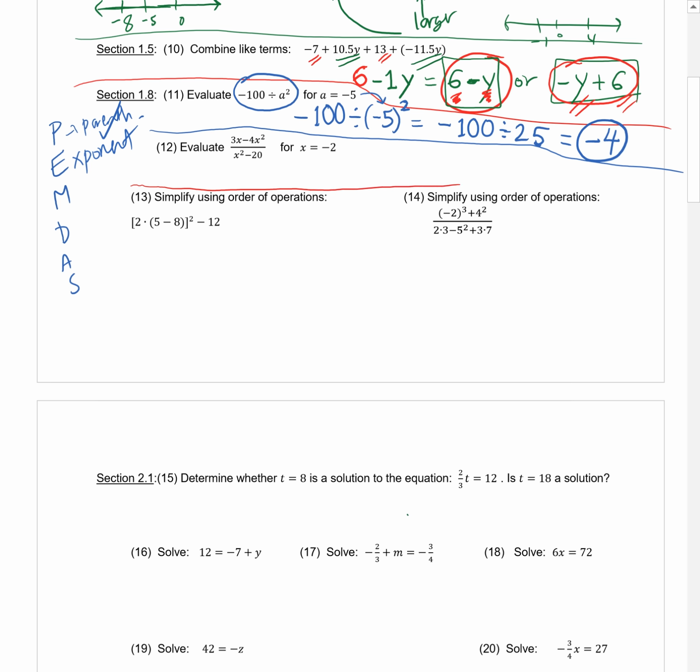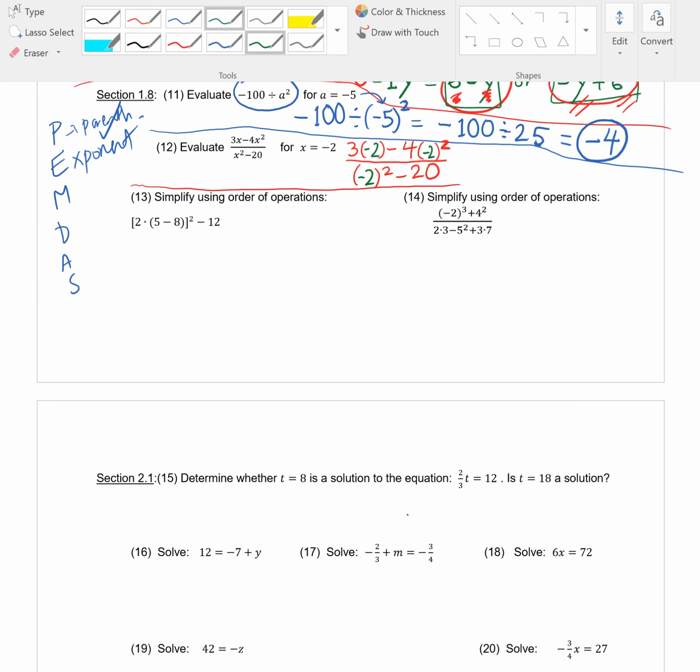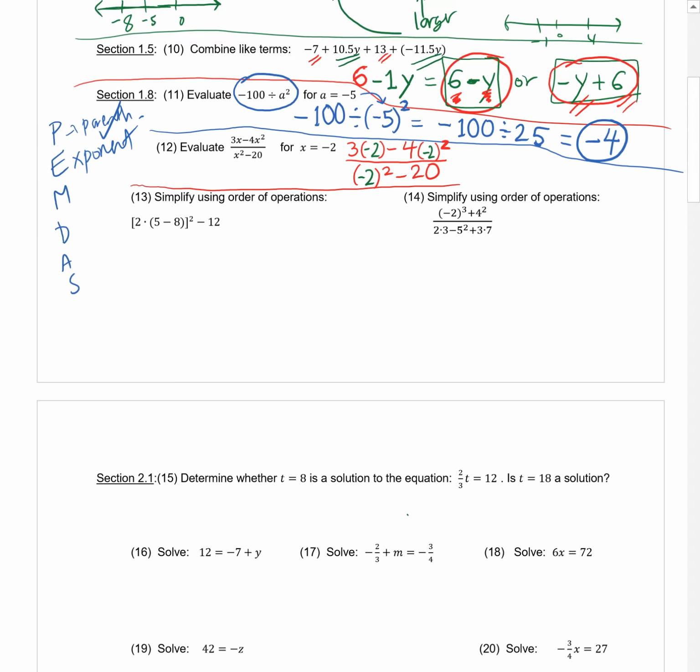They want us to take this expression. I'm going to rewrite it with the x's missing. 3 times x minus 4 times x squared over x squared minus 20. And they want us to replace our x's with -2. And x occurred twice in the numerator and once in the denominator. So I have to replace all the x's with that number.